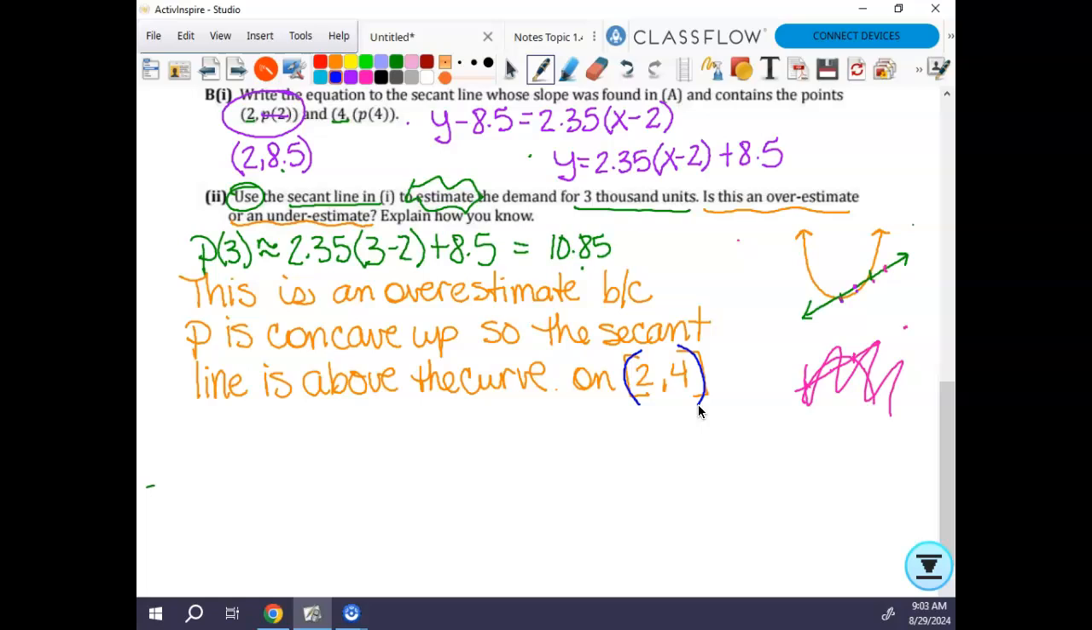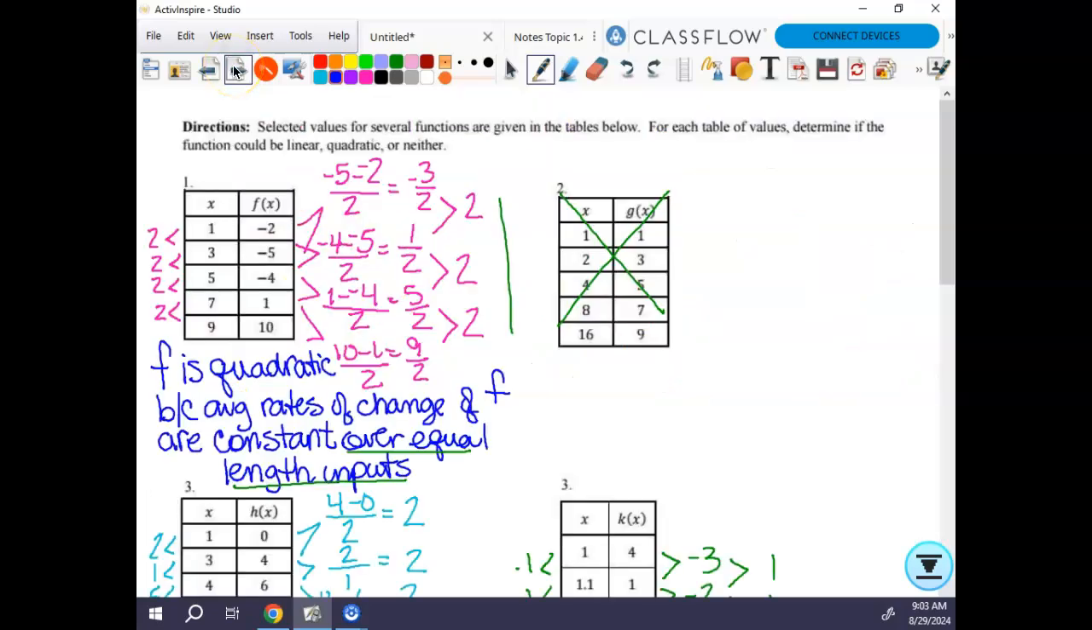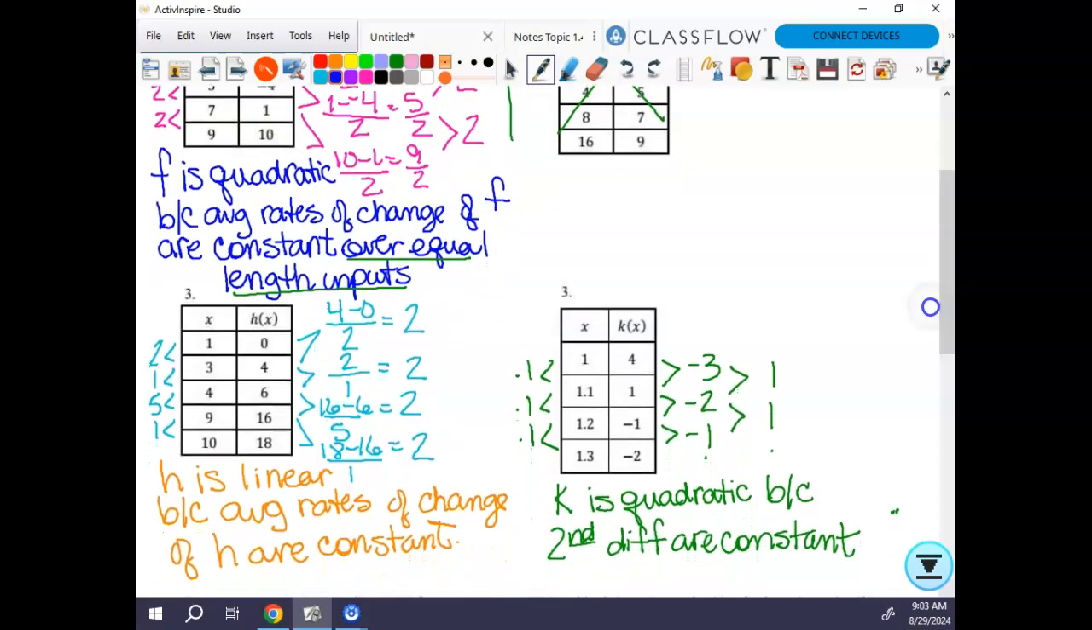I'm pretty sure this is the flip chart I saved for this class, so I'm pretty sure this is exactly what we wrote in this class, because I also messed it up 5th period, but somebody called me out at the end of the class, so at least they did it. So on number 1 here, do you have written F is quadratic because average rates of change of F are constant over equal length inputs? Okay? Yeah. All right, so let's think about what we actually wrote here.